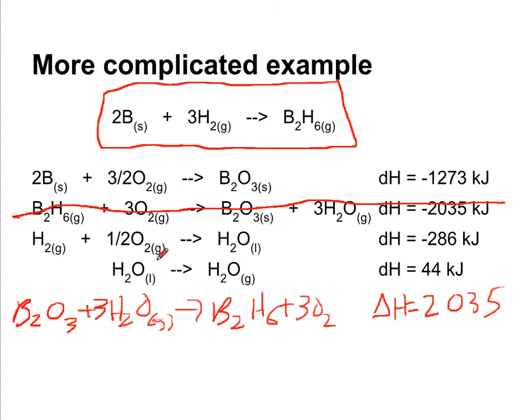Now the next thing we need to look at is we've got 3 water vapors in this step that we just flipped. There's only 1 water vapor in this step up here. So we need to multiply this 4th step by a coefficient of 3. We're going to multiply both sides by 3, and that means we also have to multiply the delta H value by 3.